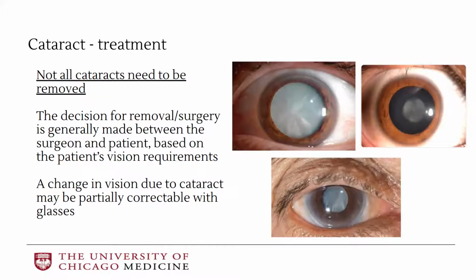Now there may be other things going on in the eye that are also influencing vision. So sometimes we remove a cataract, but there's another issue at the same time. We always talk about how removing the cataract should improve the vision, but in those cases, it may not make it perfect. So again, it's a very individual decision as to the timing of cataract surgery.